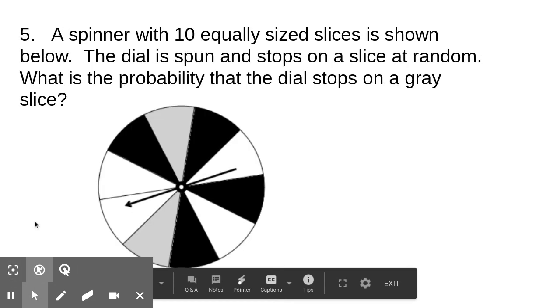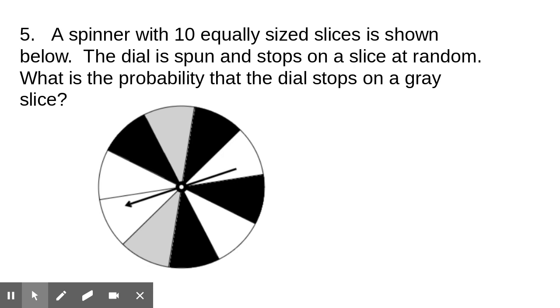Okay. So here's another example. I have a spinner. It has 10 equally sized slices shown below. They're all equally likely to be spun. So the dial is spun and it stops on a slice at random. What is the probability that it will stop on a gray slice? So we do have 3 different colors here. We have the black, the white, and the gray.